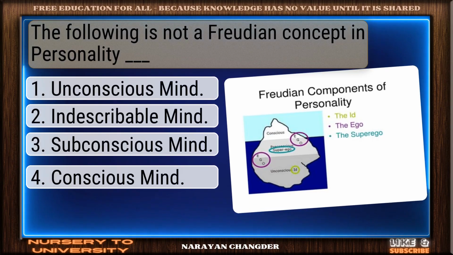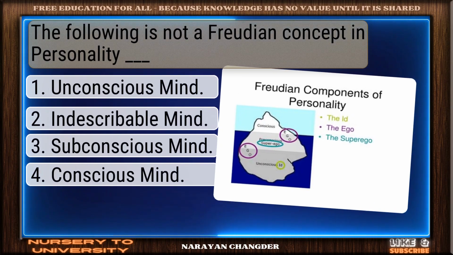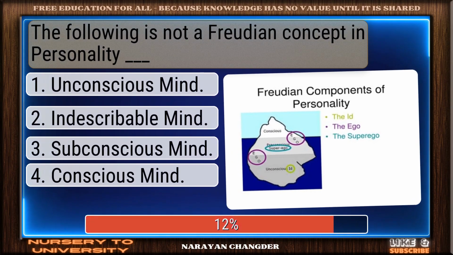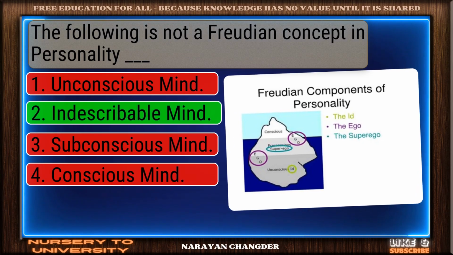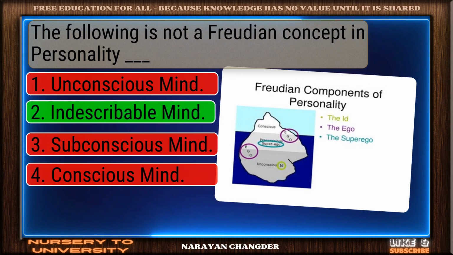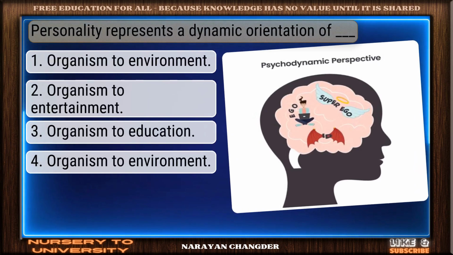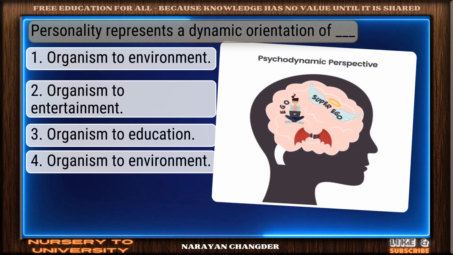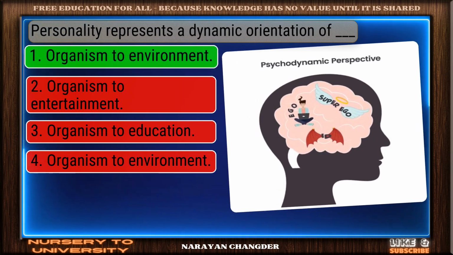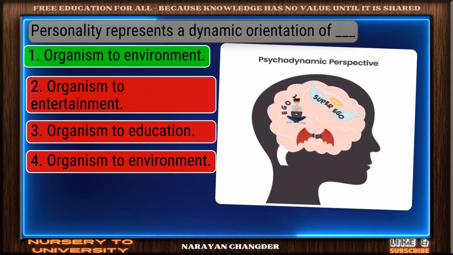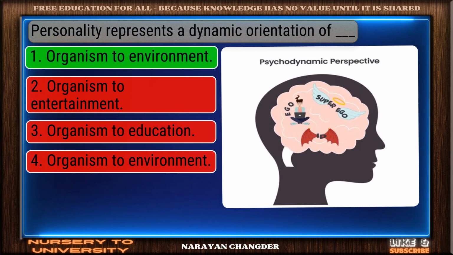The following is not a Freudian concept in personality dash. Smart pick. Indescribable mind is the correct choice. Personality represents a dynamic orientation of dash. Well done. Organism to environment is the right choice.